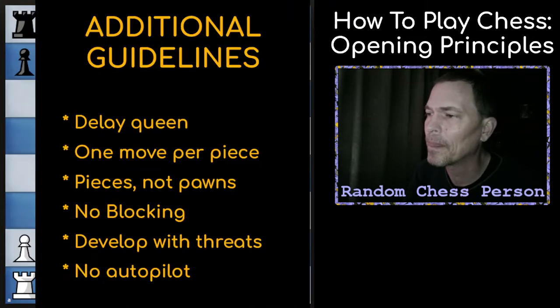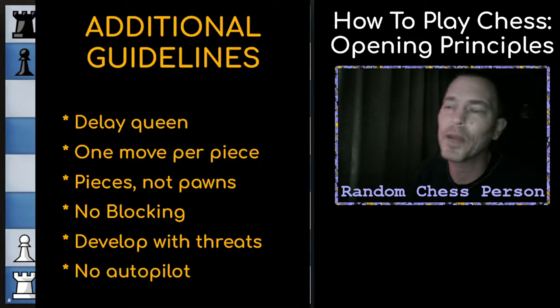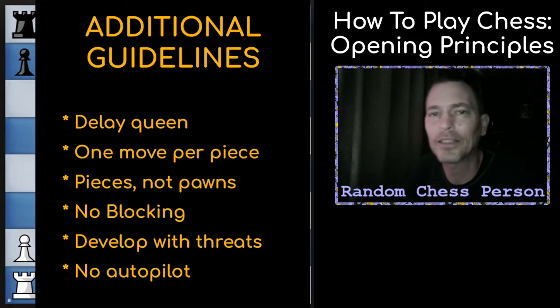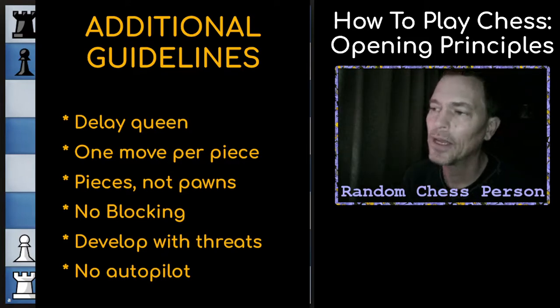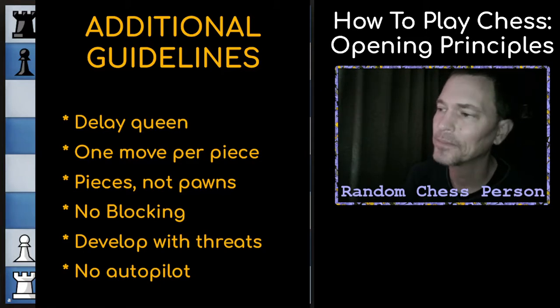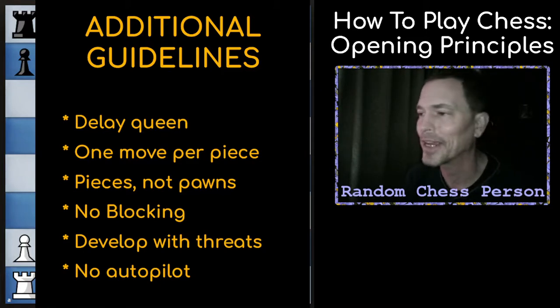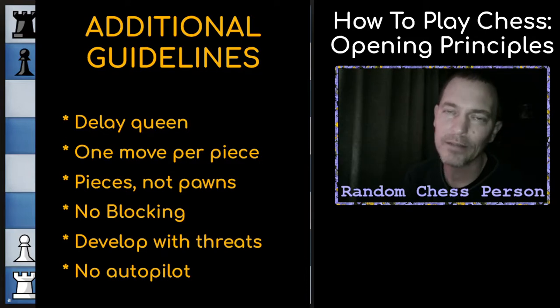And if possible, delay the queen. Keep the queen back until it's really a good time to bring her out. When possible, only move each piece one time during the opening. They'll get plenty of chances to move again. Pieces, not pawns. The pieces, in the end, are much more powerful than pawns. They can go more places, do more things.